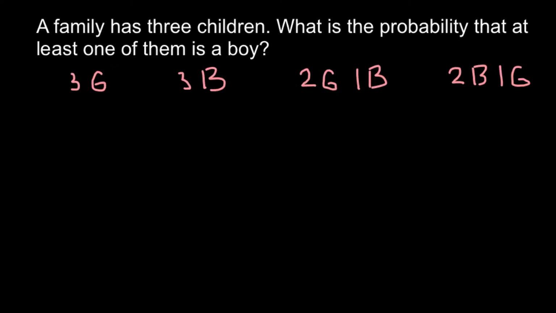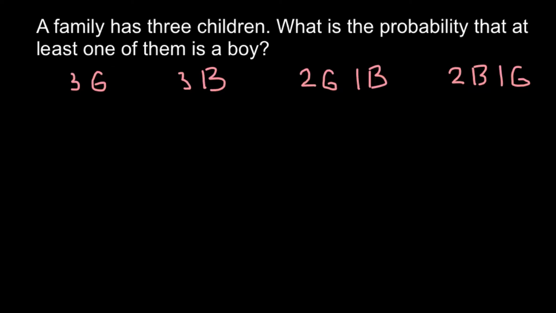So only one variant we can exclude here, when the family wouldn't have at least 1 boy. And this is going to be the variant when all 3 children are girls. So the answer that students usually give would be 3/4 is the probability that at least one child in the family would be a boy. And this is the wrong answer.